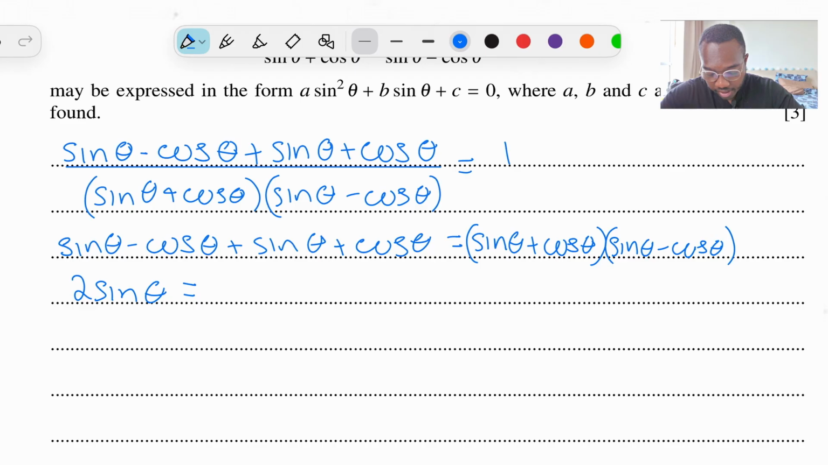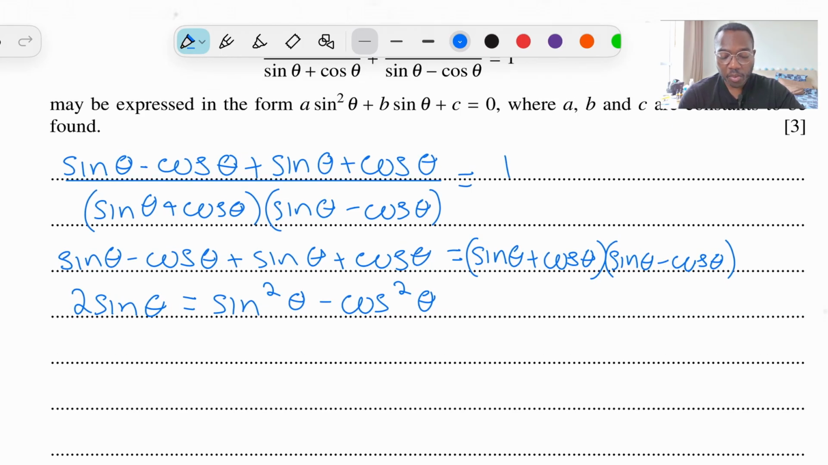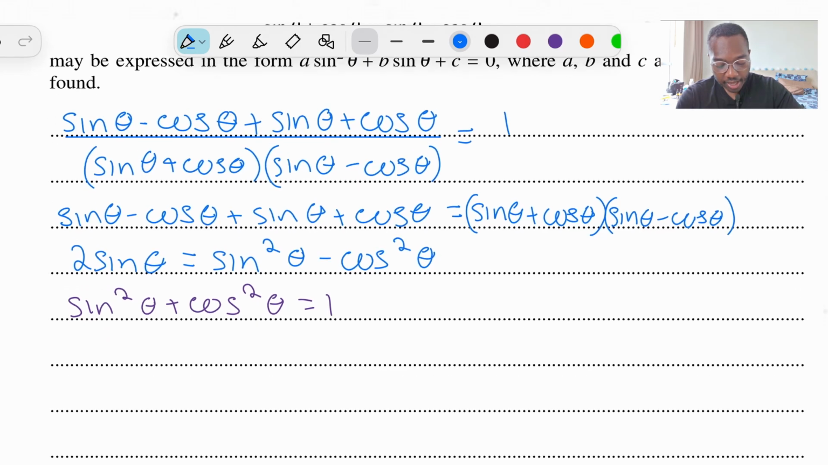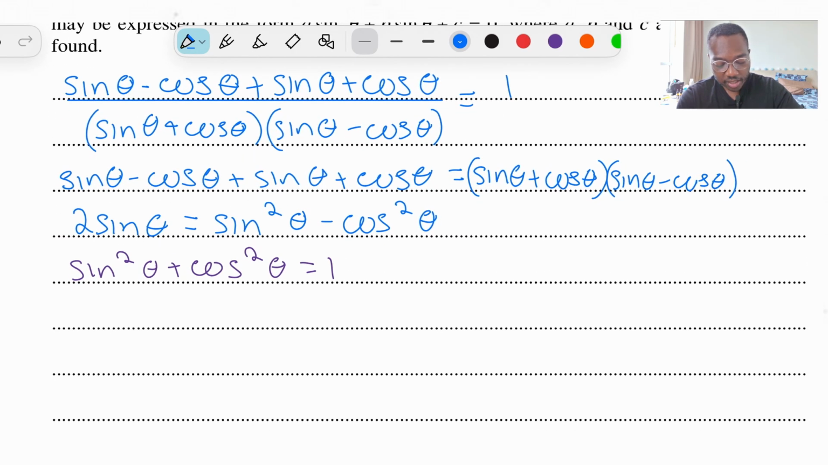Then on the other side, this is a difference of two squares, so we get sine squared theta minus cos squared theta. Okay. So now we've got this, and as you can see, we want to express it in the form where we just have sine thetas. Right now we've got 2 sine theta, we've got sine squared theta, but then we've got this cos squared theta. To get rid of that, we can use the trig identity, because we know that sine squared theta plus cos squared theta is equal to 1. Then we can just rearrange that to get an expression for cos squared theta, and therefore we can eliminate the cos squared theta and turn it into sine theta.